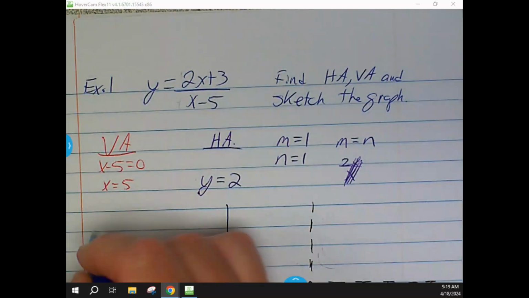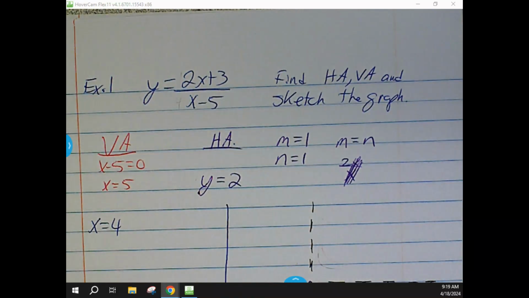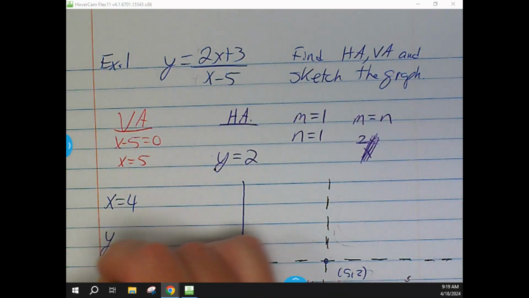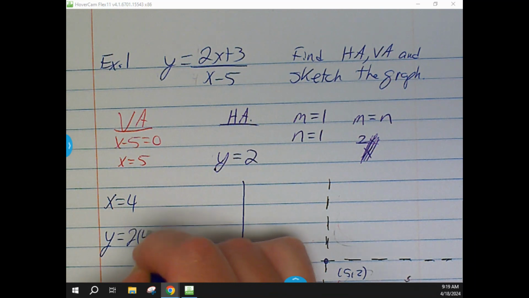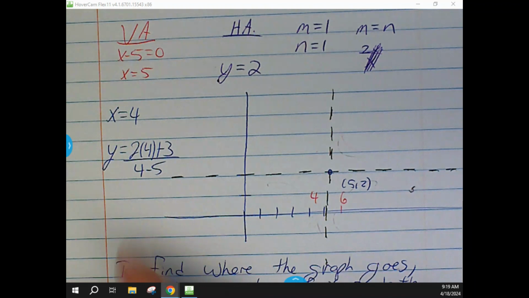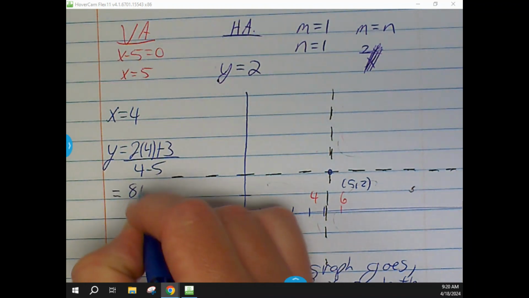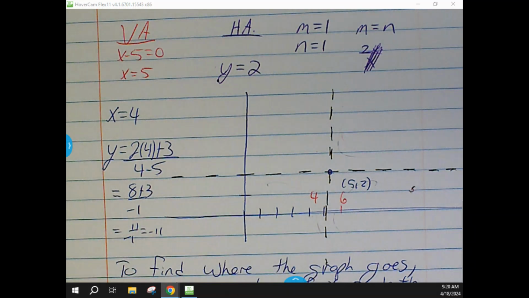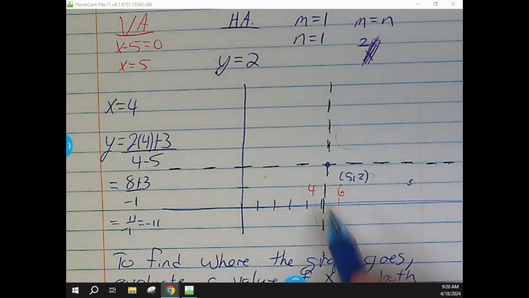Okay, so we're going to do that on the side over here. We're going to plug in x equals 4. Again, evaluate is the big fancy word, so we're going to plug 4 back into the original equation. So that means we get y equals 2 times 4 plus 3 over 4 minus 5. All right, so that is 8 plus 3 over negative 1. That's 11 over negative 1, so that is negative 11. So if we plug in 4, the ordered pair is going to be at 4, negative 11, so that's going to be way down here somewhere.